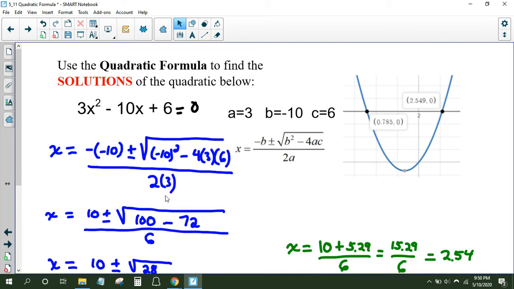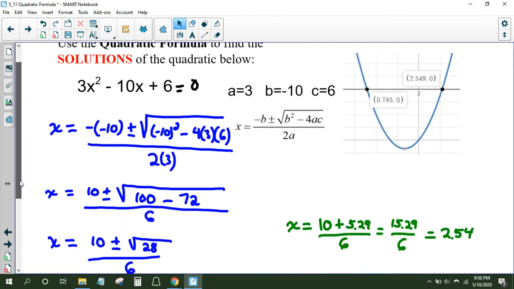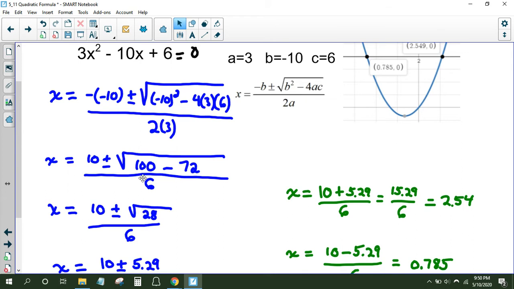Okay, so now it's just a matter of simplifying. So x equals 10 plus or minus the square root of 100 minus 72, all of that over 6. Doing what's underneath the radical sign, 100 minus 72 gives us a 28 underneath the radical sign. So we have 10 plus or minus the square root of 28 over 6.